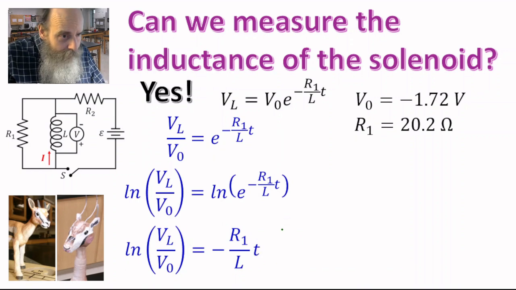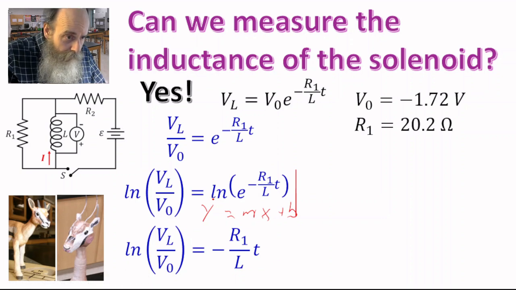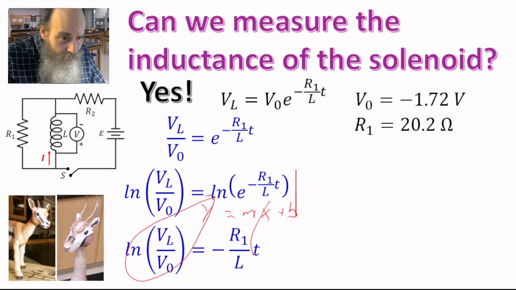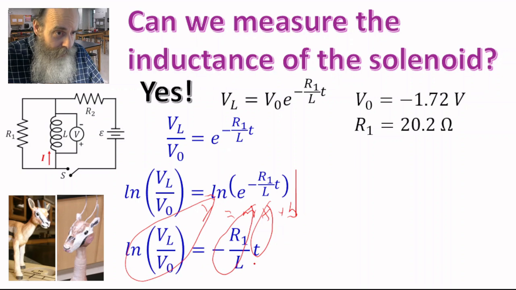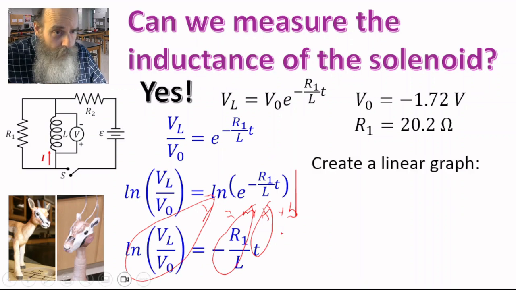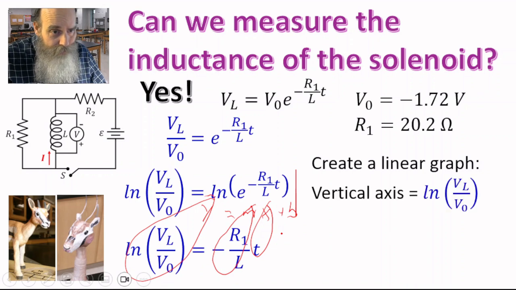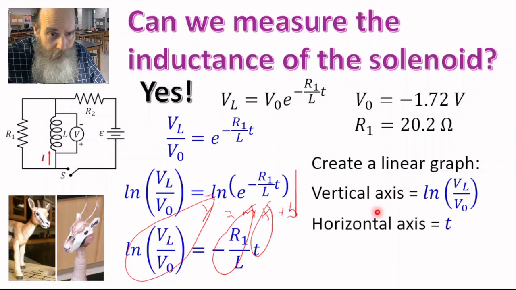So this is like a graph of y equals mx plus b. In this example, we can take the y to be the ln VL over V0. The x would be the t, and the slope, m, is negative R1 over L. And the b is 0. So we can create a linear graph. The vertical axis would be ln VL over V0, the horizontal axis would be t, and the slope would be negative R1 over L.